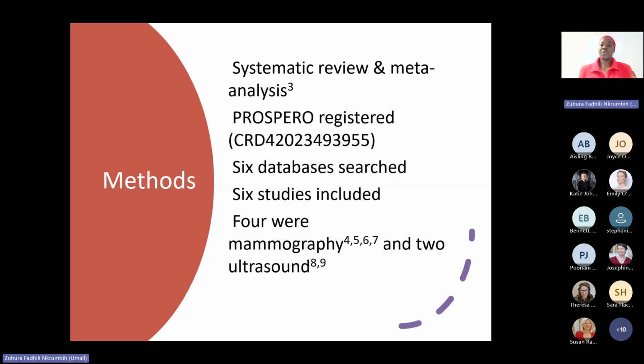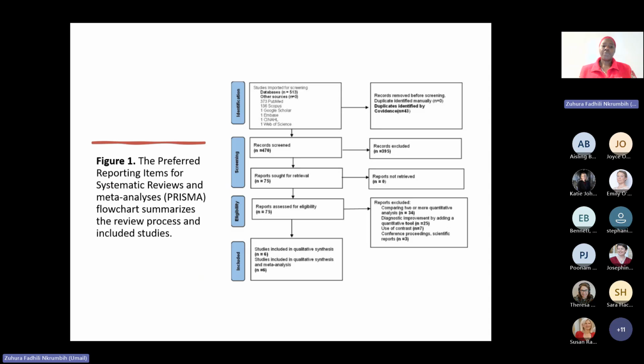This was a systematic review and meta-analysis. The review was registered in PROSPERO with the registration number shown. We searched 6 databases and ended up including 6 studies, which all compared qualitative analysis to quantitative analysis in identifying malignant and benign lesions. Four of the studies were mammography and 2 were ultrasound. This is a PRISMA flow chart that summarizes the review process and how we ended up with the 6 studies.